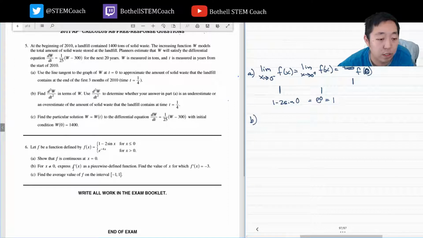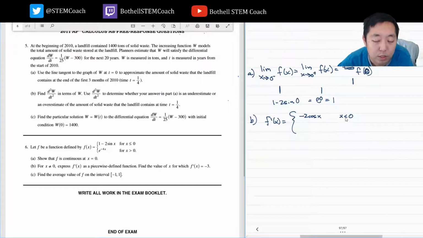For x non-zero, express f derivative of x as a piecewise defined function. Okay, let's do the first part. F prime of x. The slopes are different depending on which side I'm on. When x is less than 0, I take the derivative of this side, which would be minus 2 cosine x, and that's only for x less than 0. I don't say less than or equal to 0, because at 0, I don't know if it's differentiable there. We'll consider x equals 0 in a second. When x is greater than 0, it's negative 4 e to the negative 4x.